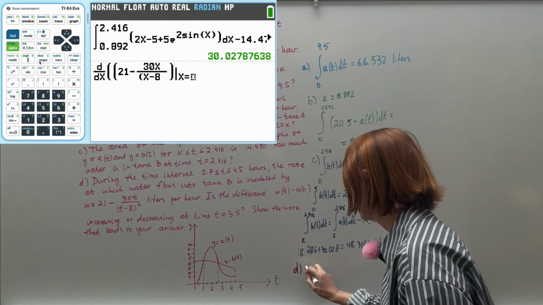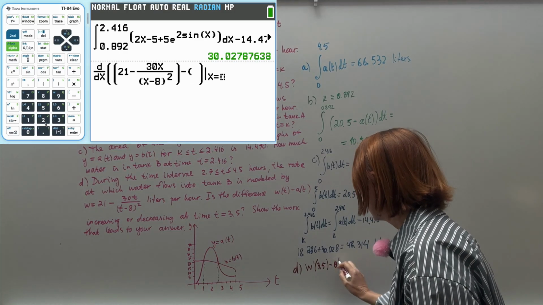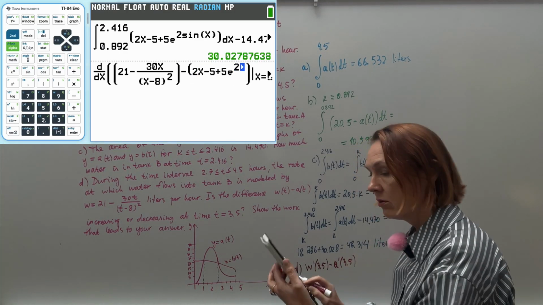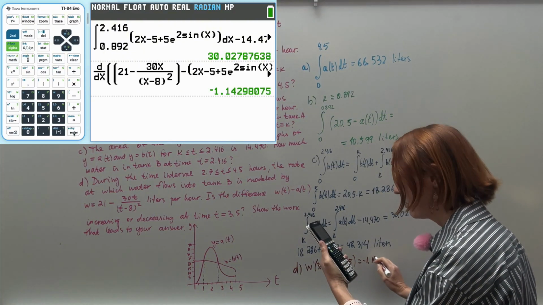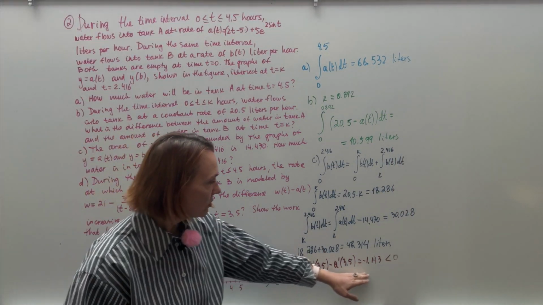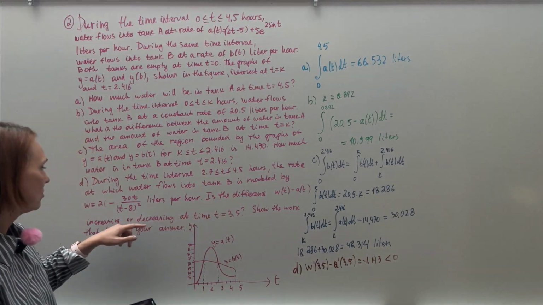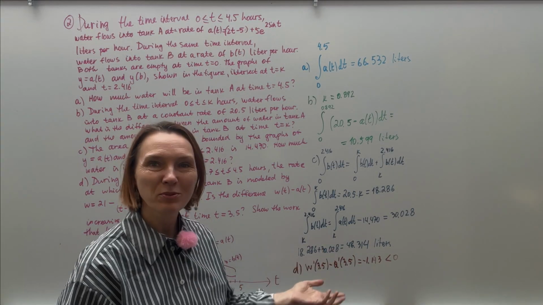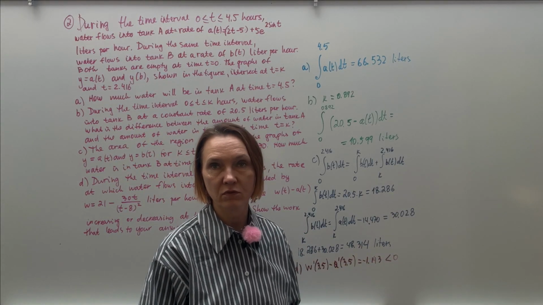So that is our numeric derivative. W prime at 3.5 minus A prime at 3.5. We do it on a calculator. We get negative 1.14297. The point is our difference is negative, which means that the difference is going to be decreasing. And that's what we will answer. The difference is decreasing because the difference of derivatives is negative.